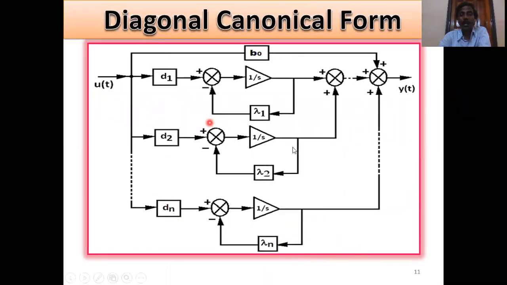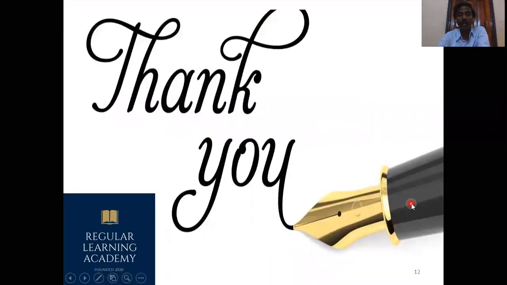This is the general block diagram for the diagonal canonical form.